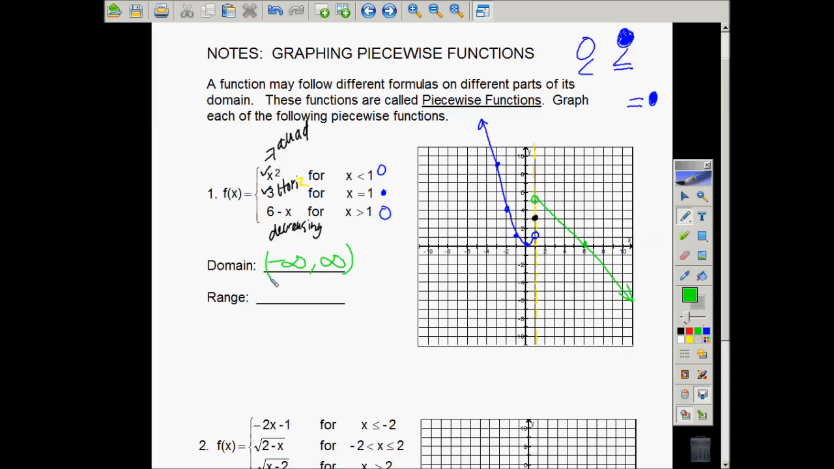How did I find my domain? I look, and going all the way to the left, my x is going forever. And going all the way to the right, my x is still going forever. So my domain is from negative infinity to infinity. My range would be the same. As I look at the bottom, my y's are going on forever. As I look at the top, my y's are going on forever. So my range is negative infinity to infinity.